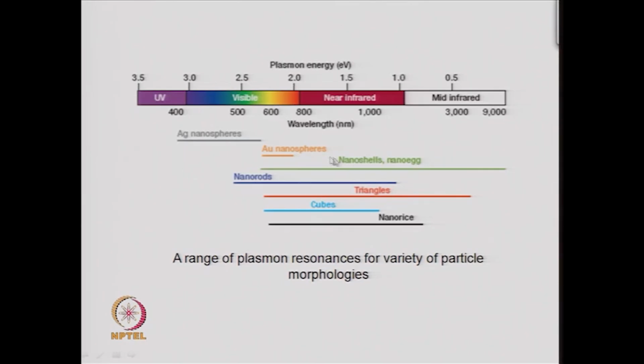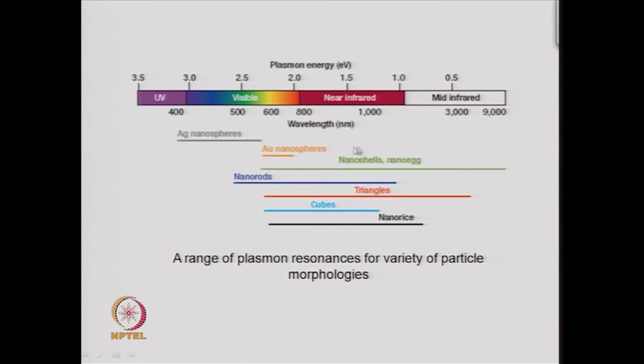However, gold shows much more variety and much more range. If you have gold nanospheres, you can vary the plasmon energy and the color associated with it from say 600 nanometers to around 760, 780 nanometers. Just by changing the diameter of the gold nanospheres, you can get all these colors from yellow and orange to red, but you cannot get blue color with gold nanospheres using surface plasmon.